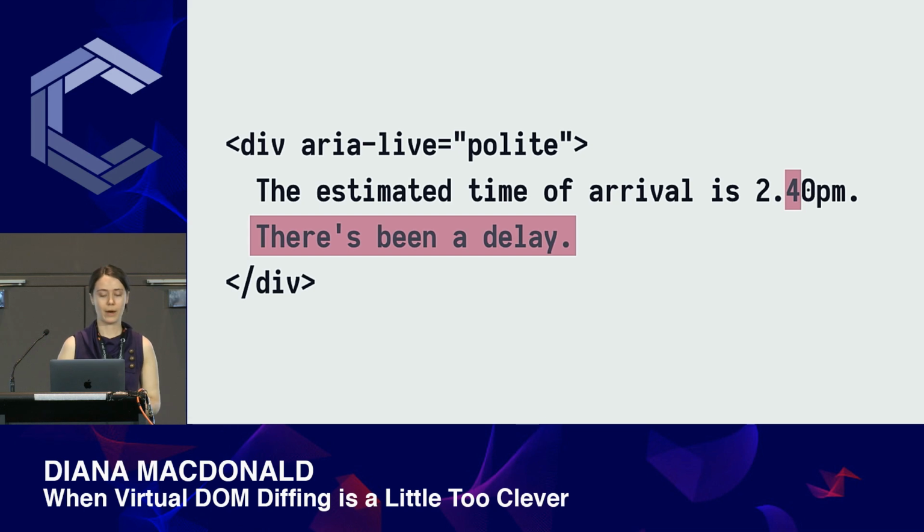Without Aria Atomic, however, the NVDA user might only hear the changed characters in each range. So they might hear 4, there's been a delay, which is even less context.